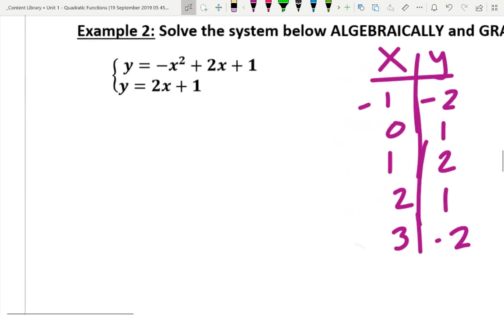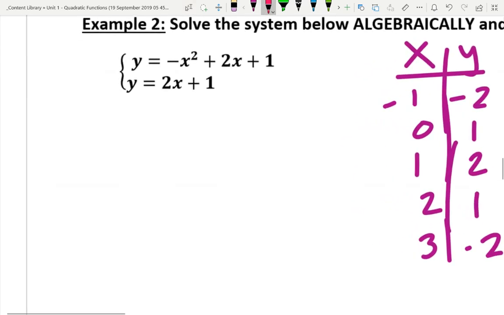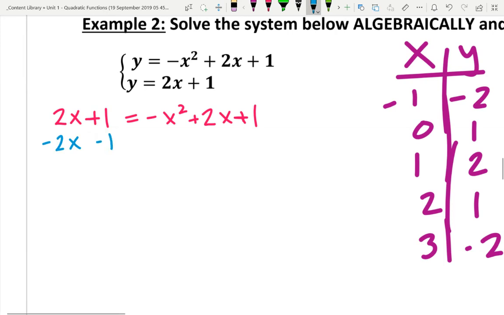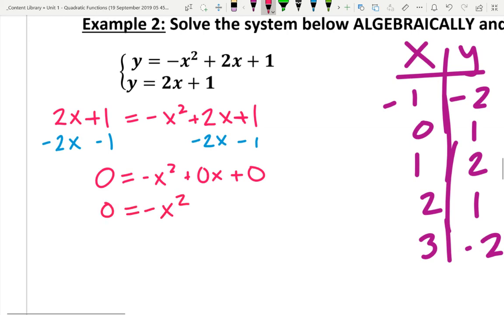So setting this up the same exact way as before, I am going to substitute 2x plus 1 in for y. So I get 2x plus 1 is equal to -x squared plus 2x plus 1. Again, moving some pieces around. Minus 2x minus 1. So I'm going to get 0 is equal to -x squared plus 0x plus 0. So you may have gotten here and thought, ugh, what is going on? If we simplify this, though, we get 0 is equal to -x squared.